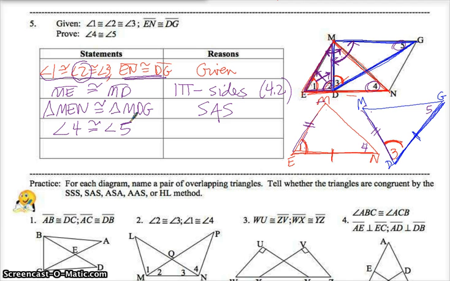And why is that? Well, look at the order. N is in the same place, the same location as G. Therefore, those are corresponding parts. They're corresponding angles. And we know corresponding parts of congruent triangles are congruent. And that is our second proof.